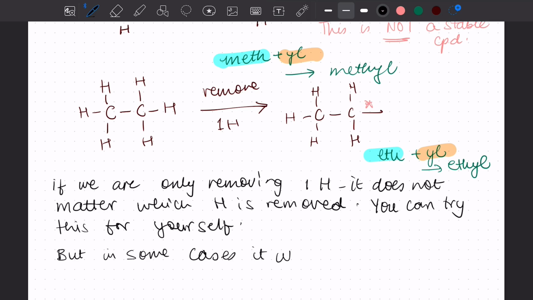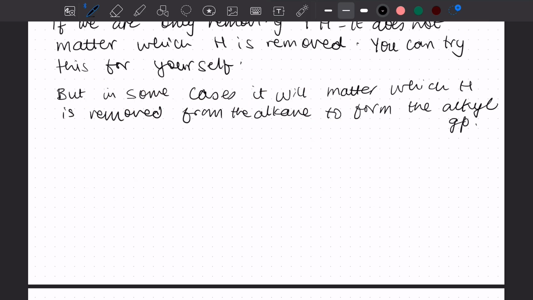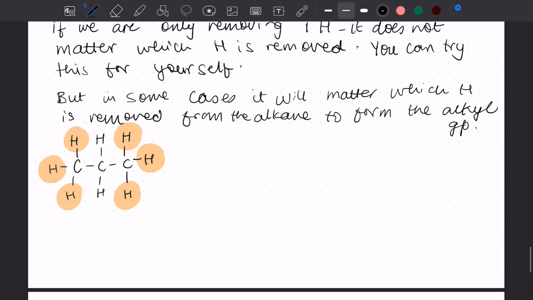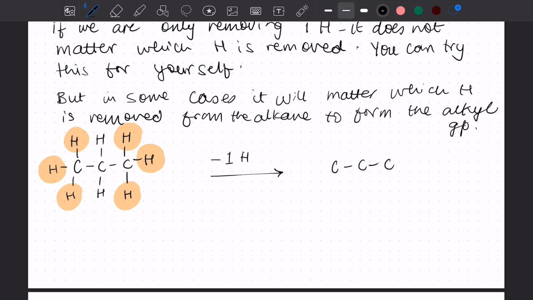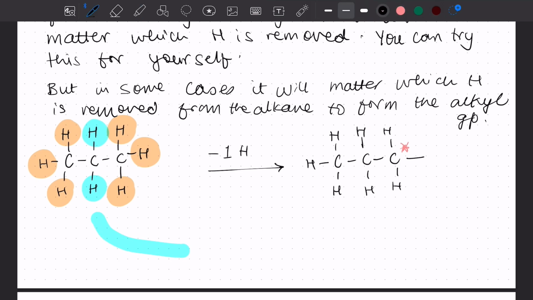But in some cases, it will matter which hydrogen is removed from the alkane. Let's take an example of that. For example, in a propane, you've got 2 different kinds of hydrogens. We have the hydrogens that are on the terminal carbon atoms, both sides. They are equivalent. All of those 6 hydrogens are the same. Any one of them being removed creates the same alkyl group, the propyl group. But the hydrogens attached to the second carbon atom, the one in the middle, are different from these orange hydrogens.